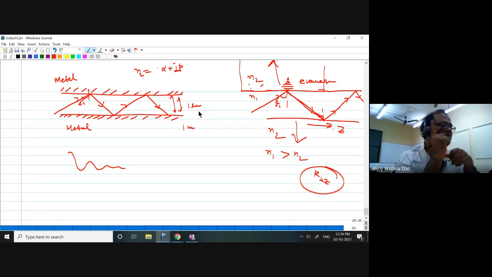So that is the one major reason that if you are using metal, it will be highly lossy because of the larger number of reflections. And that is what you said, Yajid, that higher frequency means loss will be higher.